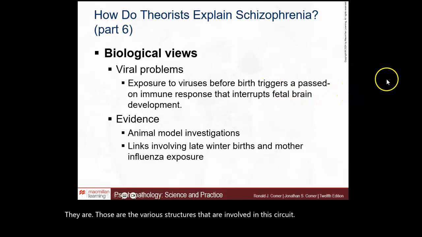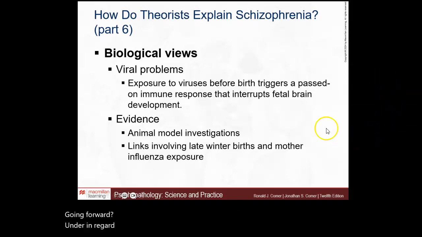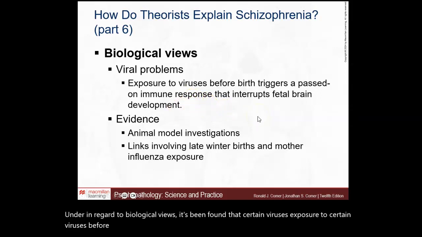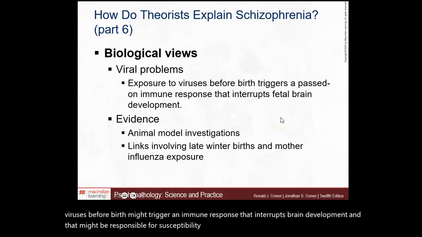Going forward, in regard to biological views, it's been found that exposure to certain viruses before birth might trigger an immune response that interrupts brain development, and that might be responsible for susceptibility for schizophrenia later in life.